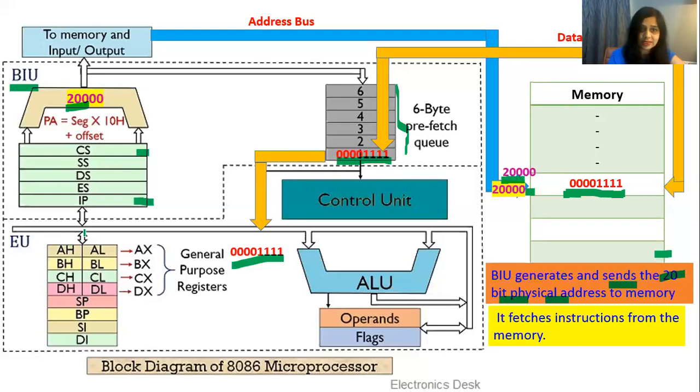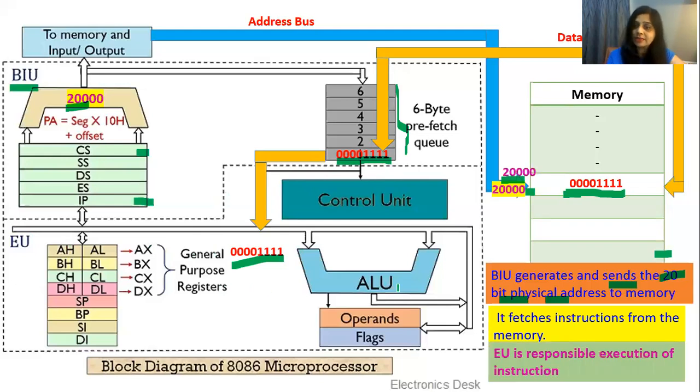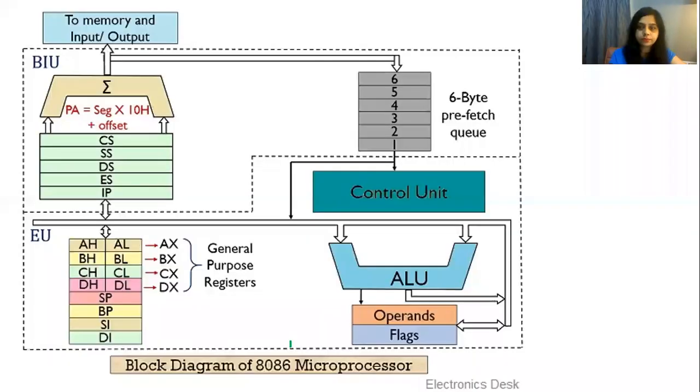You can see this is the execution unit of 8086. And the execution unit is responsible for execution of instruction. So the bus interface unit, what does it do? First, it generates the 20-bit physical address, then sends this physical address to the memory. Then it fetches the instruction. It stores it in the 6-byte prefetch queue and then sends it to the execution unit.